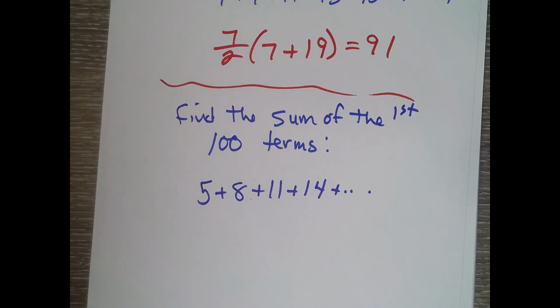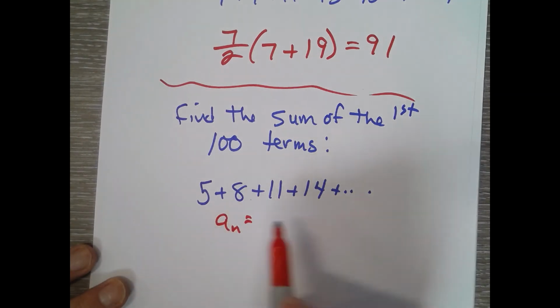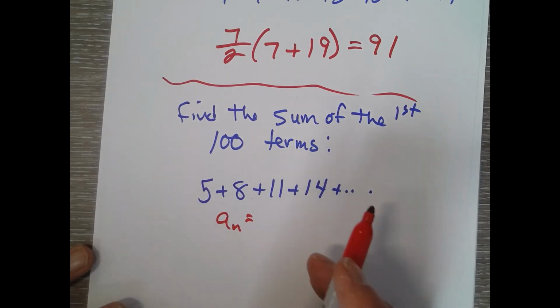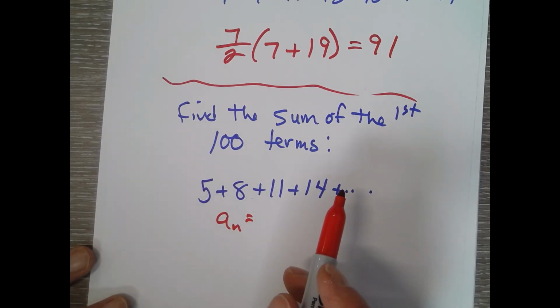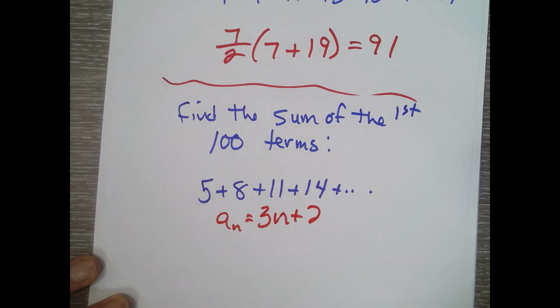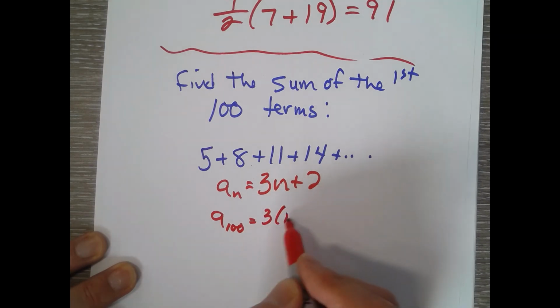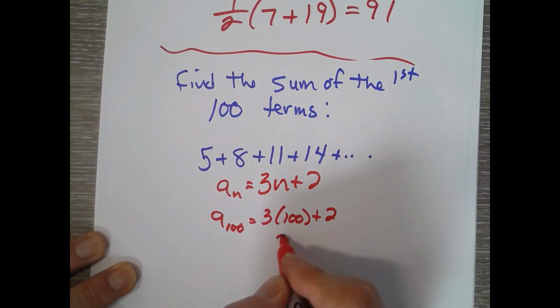So I'll give you one more minute here. Who's got an nth term for me? Ben's got it. 3n plus 2. 3n plus 2, very good. I would agree with that. Okay, so now we can find the 100th term, so it'd be 3 times 100 plus 2, so we have 302 for the 100th term.